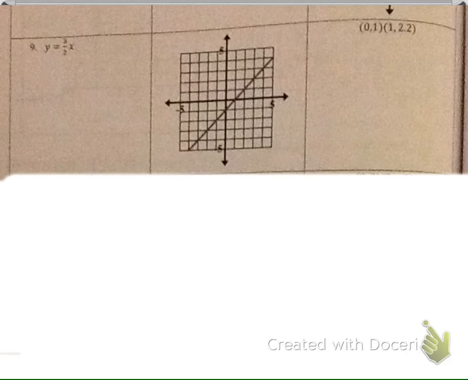Okay, again, first they gave us the equation, y equals 3 over 2x, so we're going to make a table, x and y. There is no y-intercept in the equation, which means my y-intercept is 0, and this means that it's going up by 3 over 2 each time.